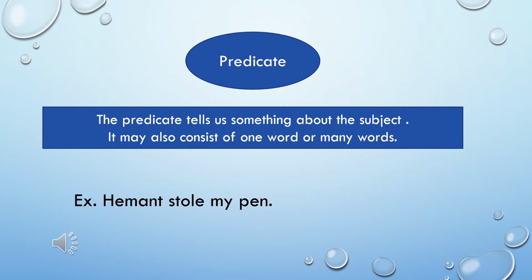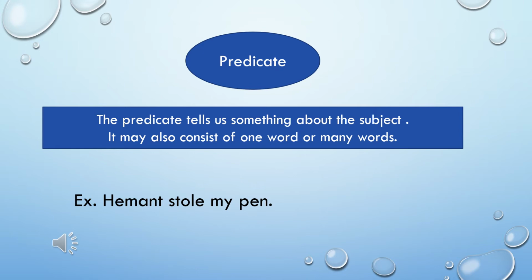Yes, children. Now we will be discussing predicate: what a predicate is and how we can identify the predicate in a sentence. The predicate tells us something about the subject. It may also consist of one word or many words. So, how can we find out predicate in a sentence? Again, there are 3 steps to identify the predicate in a sentence.